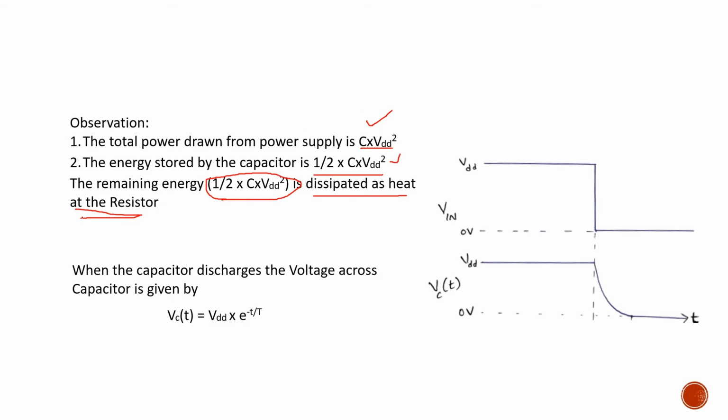Let me speak about the inverter. For example, this is about the charging interval. But what about the discharging? Whenever the capacitor is discharging, guys, the voltage equation will be, you can see here, the capacitor is discharging like this. So it is an exponential decay function. Hence, it is VDD into e power minus t by tau, guys. So this is the basic equation.